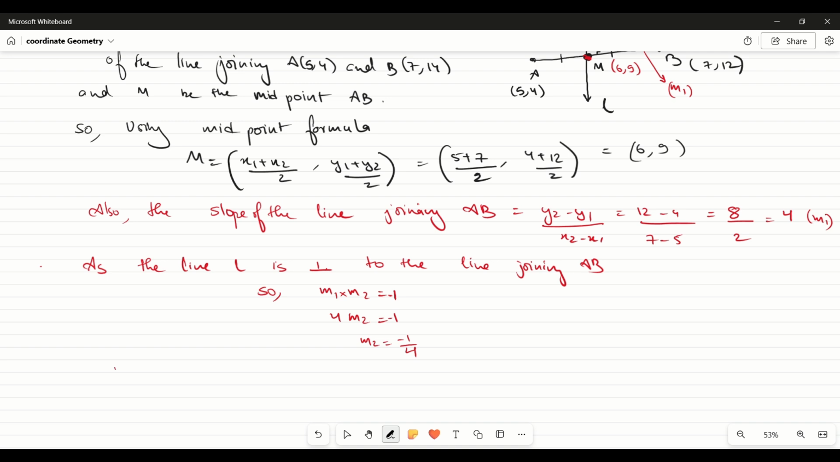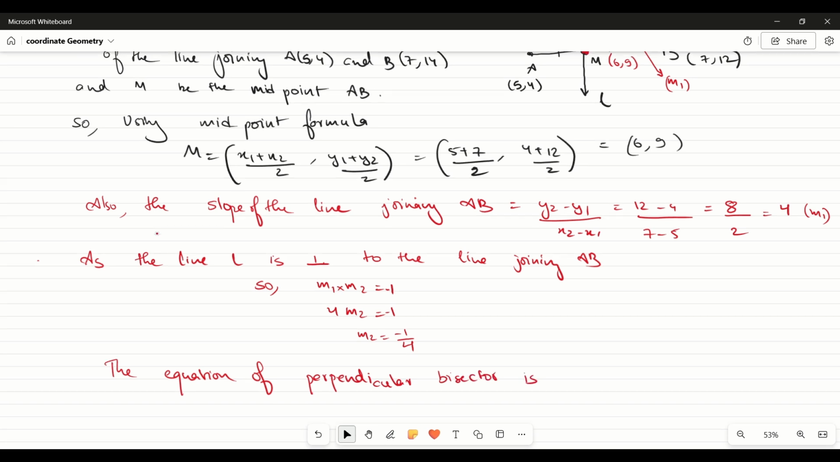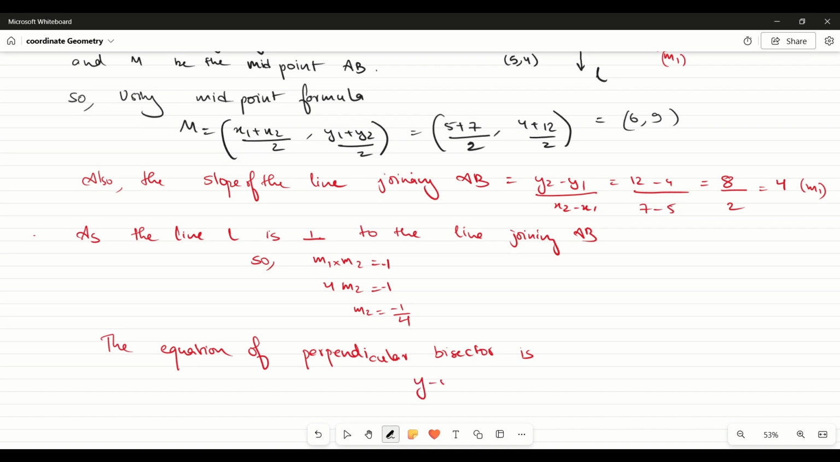So we have a slope and we have a point. So we can find the equation of the perpendicular bisector, right? The equation of the perpendicular bisector is y minus y1 equals m times (x minus x1).